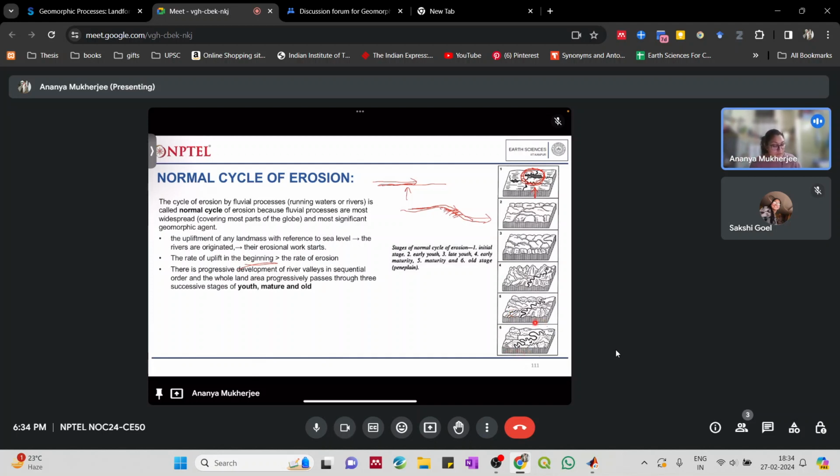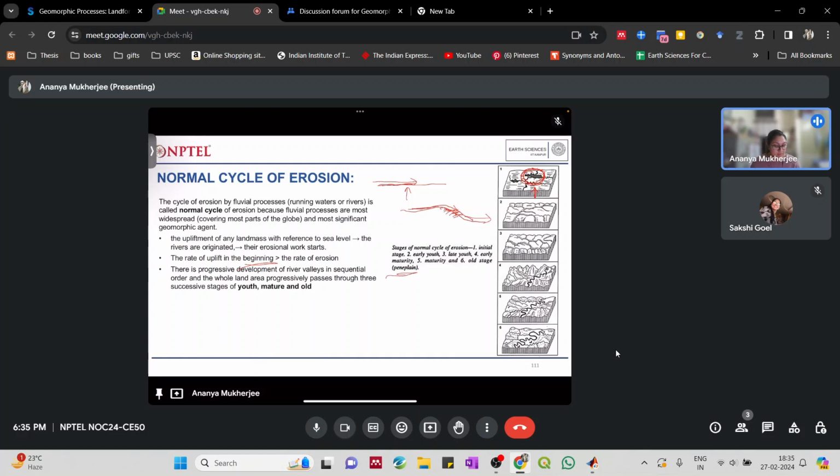And then lastly you will have the older stage, where you have mostly what we call peneplanation. Peneplanation is where they try to convert more and more area into a plain kind of topography. So not valleys, not any high elevated areas. They try to make the area more plain in nature.